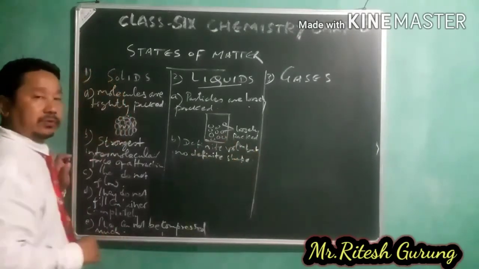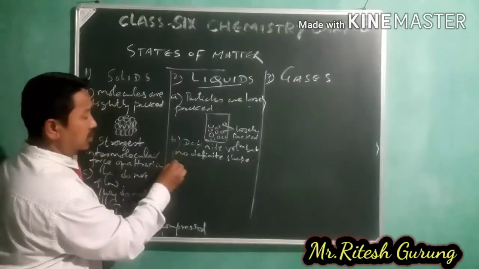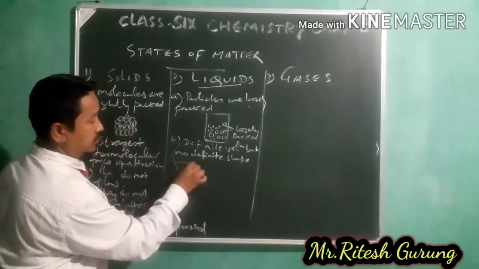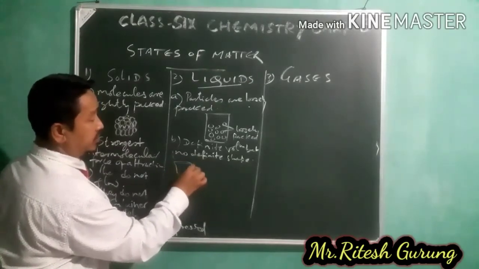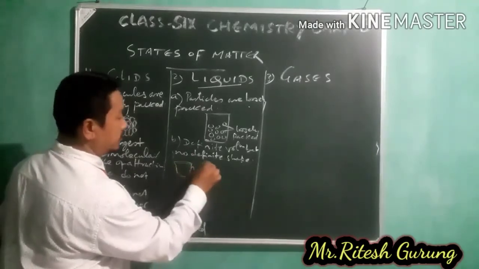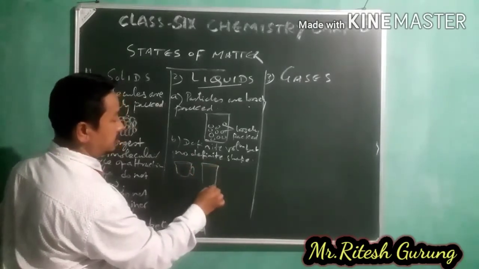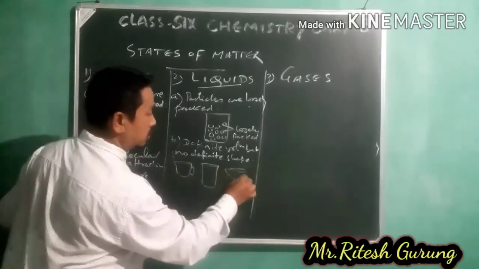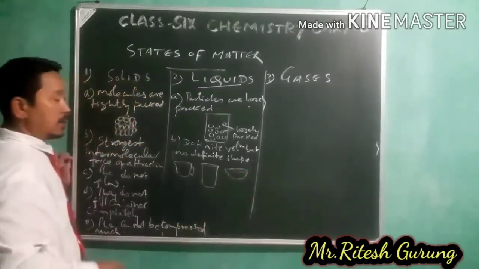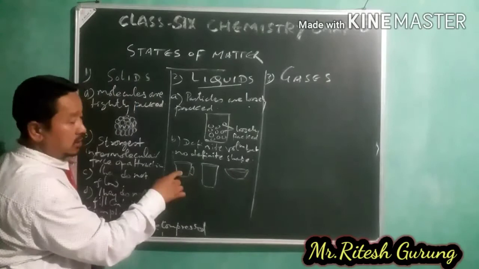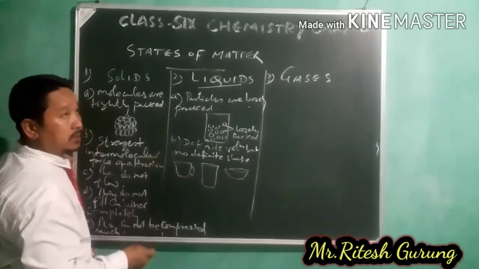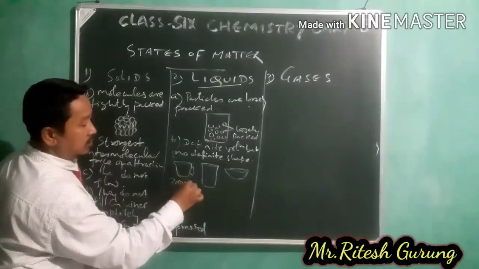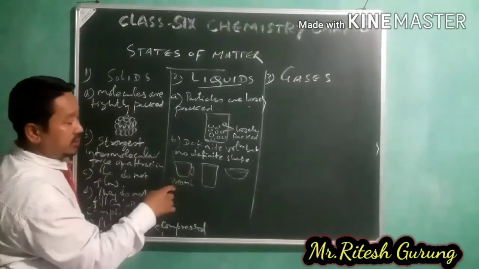For example, say there is a cup here, another one is your glass, and another one is your bowl. Suppose you have filled this cup with water, let us say 200 ml. The volume of water here is 200 ml.